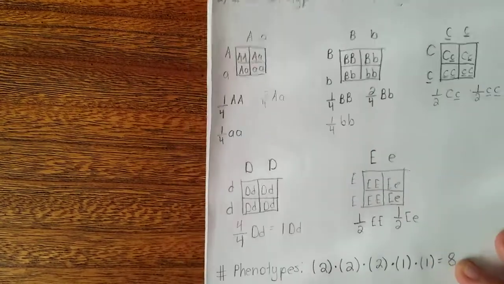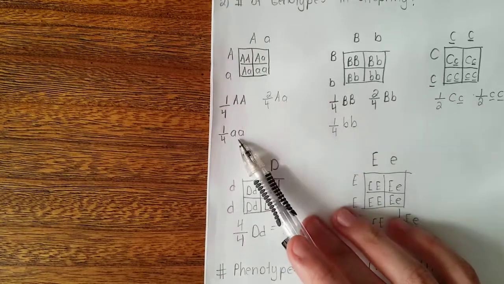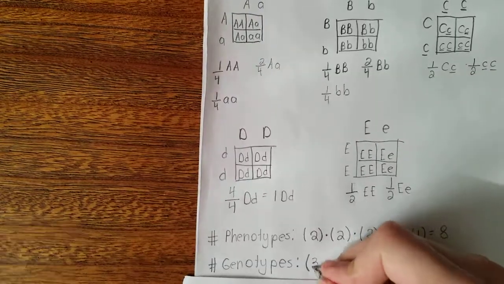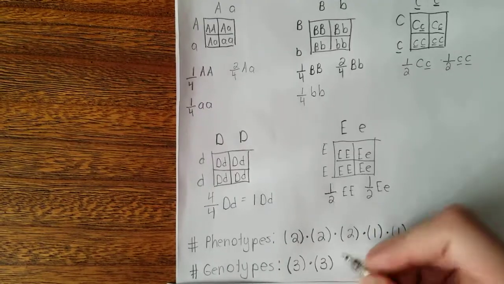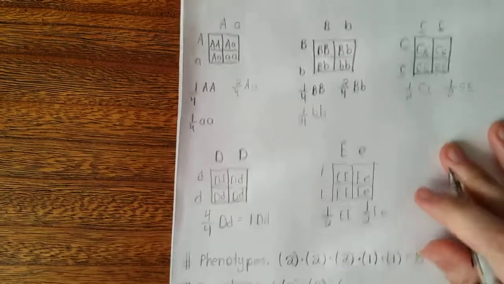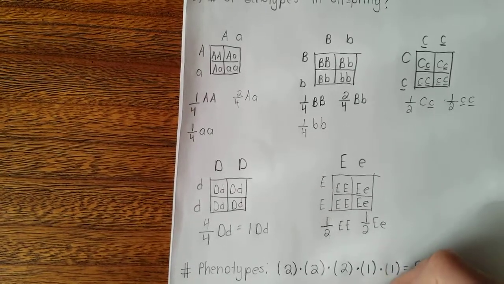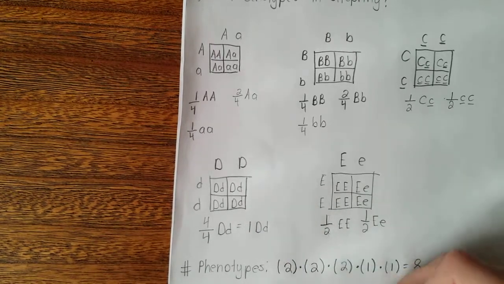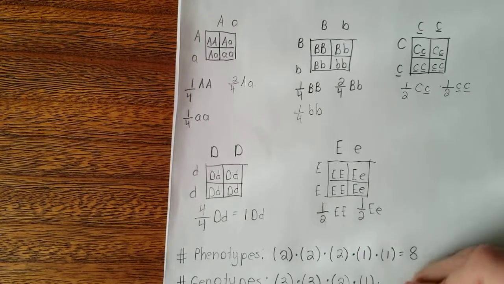So starting off with A again, all we're doing is just counting how many different ones we have. So we have 1, 2, 3. 3 different genotypes. Times our 1, 2, 3 for B. Times 1, 2 for C. Times our 1 for D. Times our 1, 2 for E.